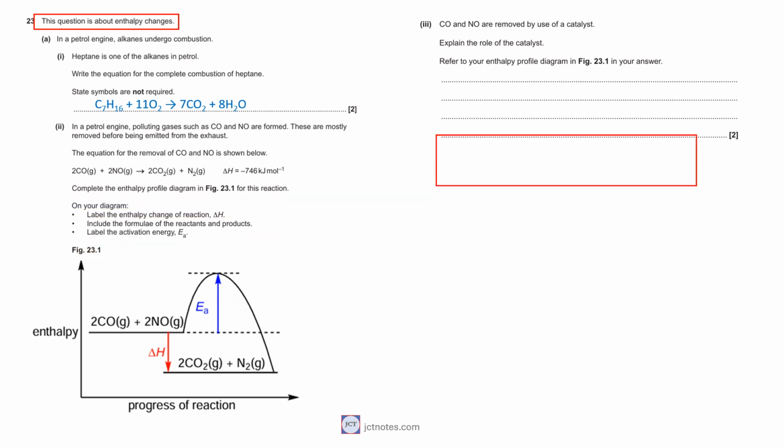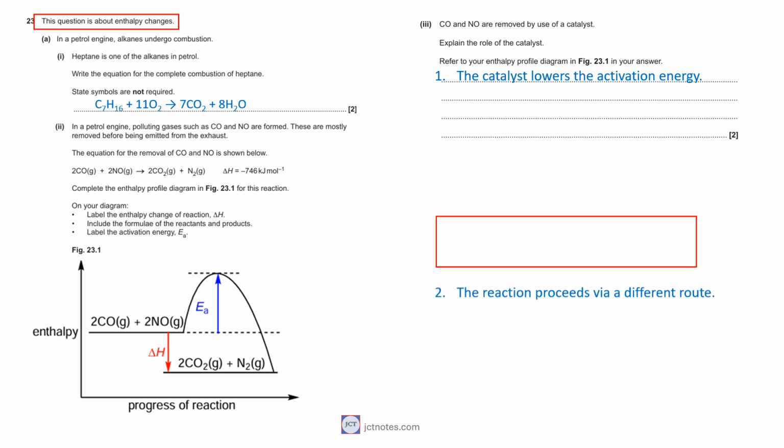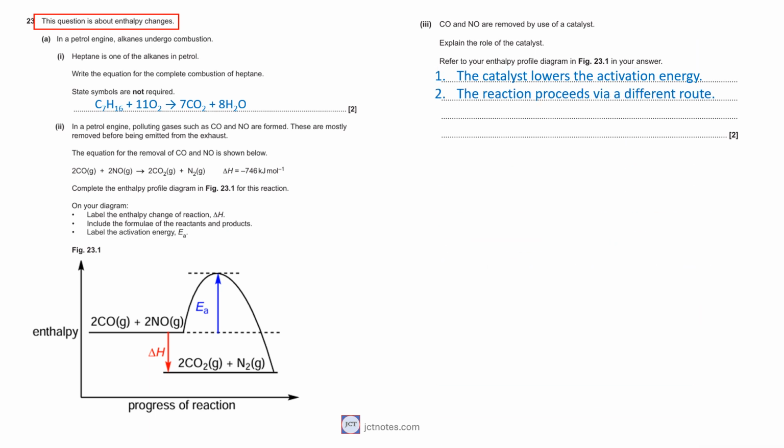In the third question, we have that the carbon monoxide and nitrogen monoxide are removed by the use of a catalyst. We are asked to explain the role of the catalyst, referring to the enthalpy profile diagram. As the question is awarded 2 points, we need to mention 2 points in our answer. For example, 1. The catalyst lowers the activation energy. 2. The reaction proceeds via a different route.